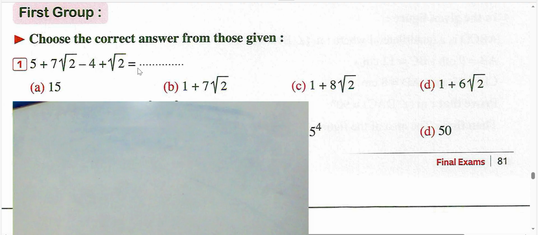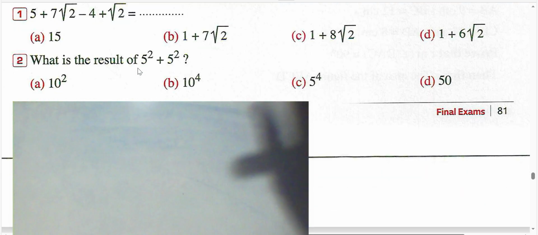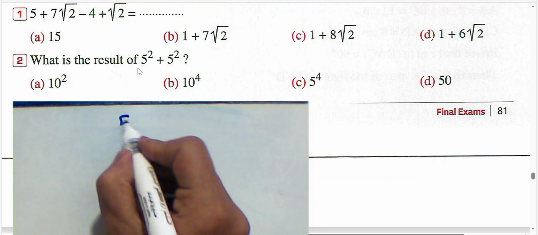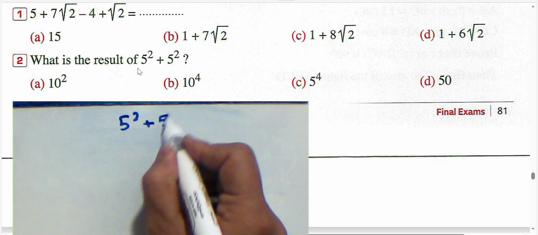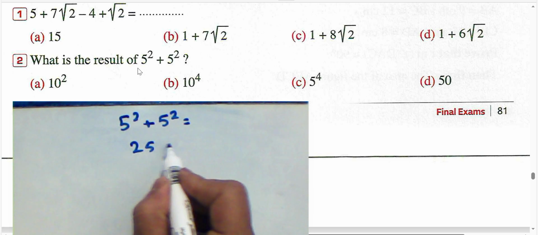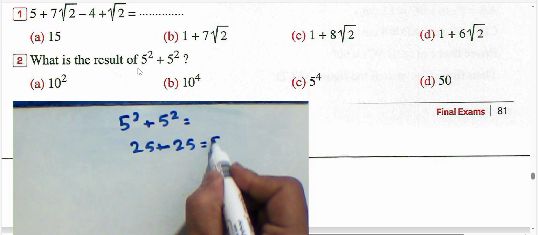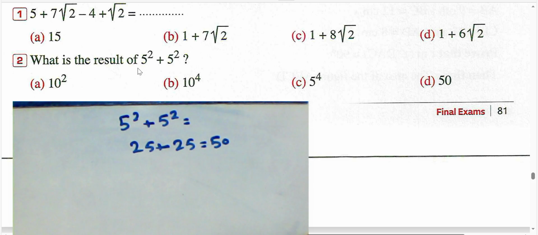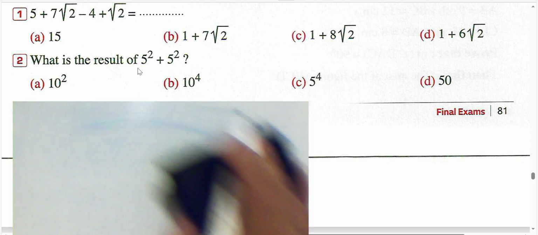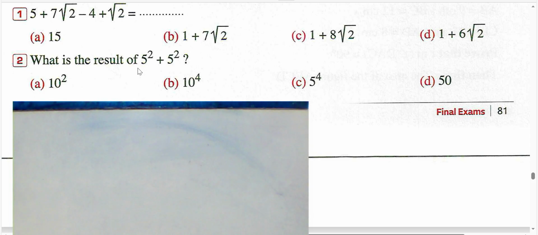Next question, number 2. What is the result of 5 power 2 plus 5 power 2? 5 power 2 is 25 and 5 power 2 is 25. The summation together equal 50. Choose letter D. Next question.